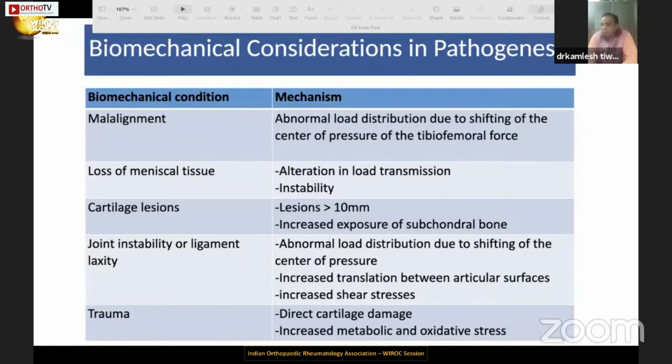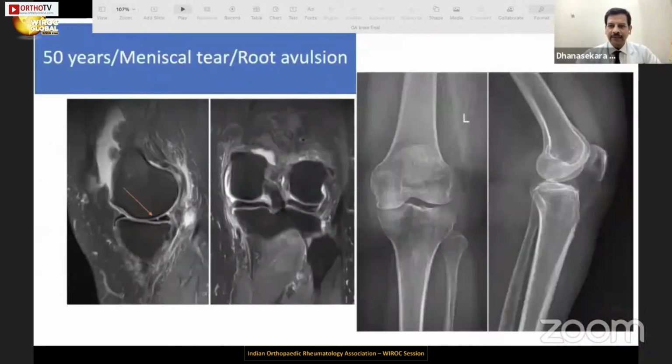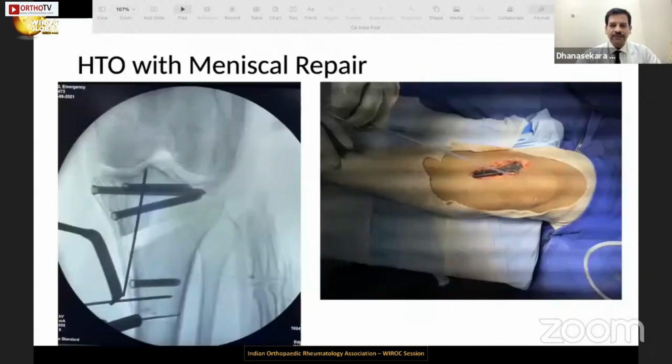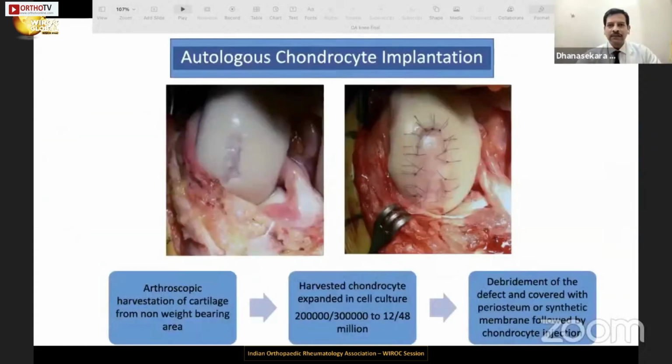Most orthopedic surgeons are familiar with the mechanical phenotype. So if there is a malalignment or loss of meniscal tissue, or a cartilage lesion more than 10 millimeters, or instability or trauma to the joint, it predisposes to osteoarthritis. So now we can address this malalignment or meniscal damage with corrective surgery. We do high tibial osteotomy, meniscal repair. Now we have gone to artificial meniscus and meniscus allograft. Cartilage can be grown in the lab, and cartilage can be implanted.